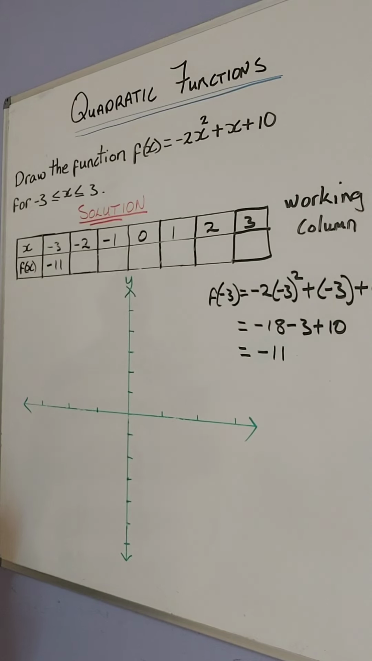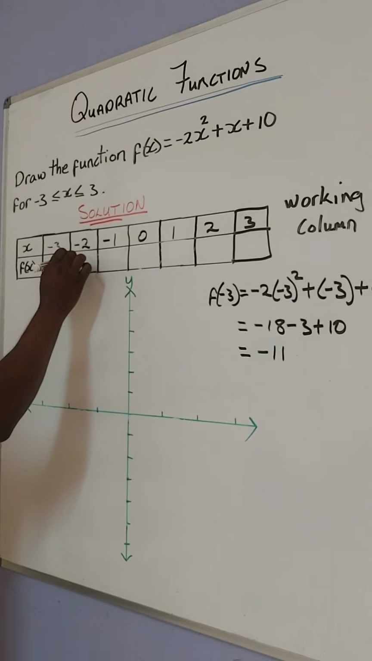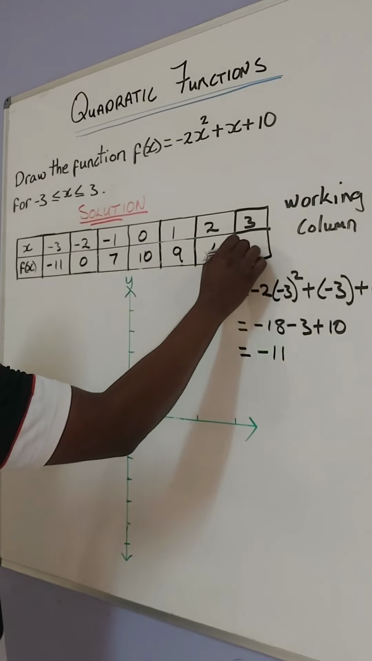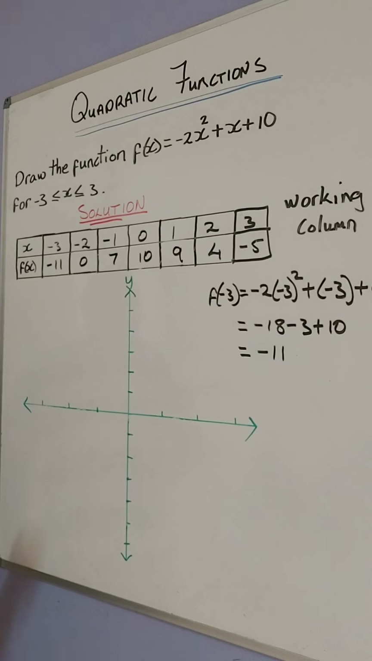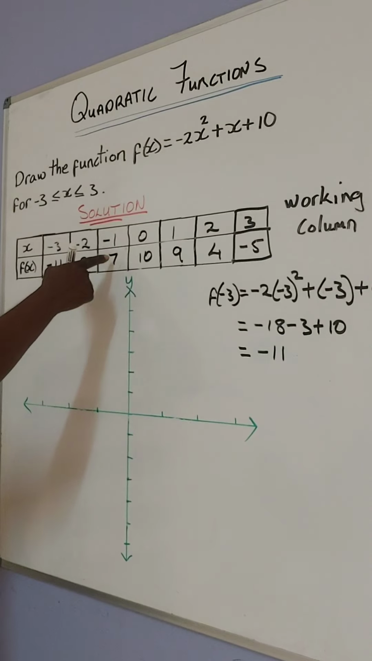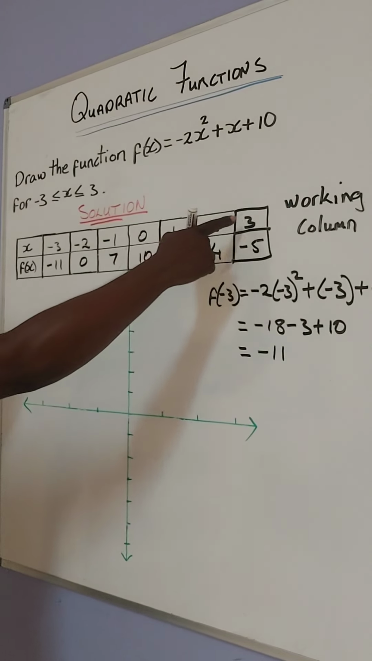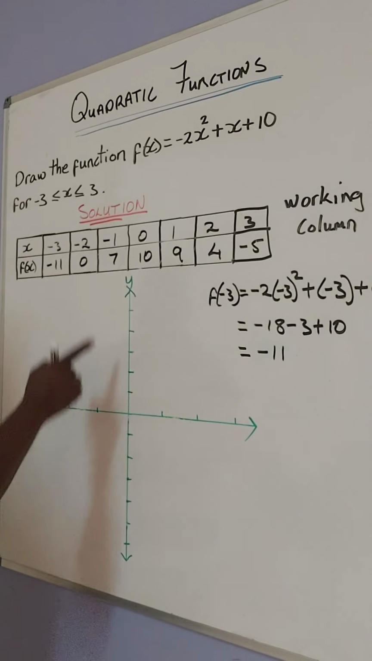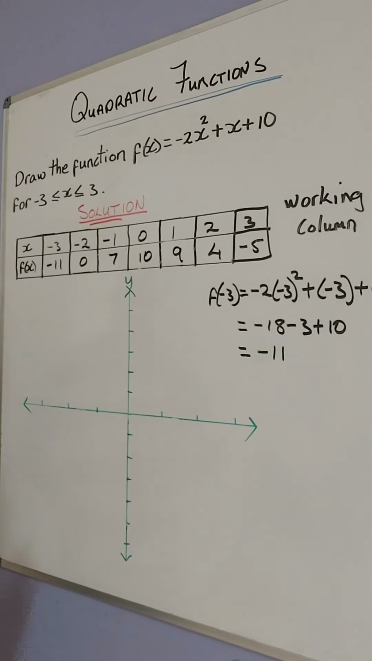The other values I will work out as follows. The first one is done for you. I'm expecting that you will be able to work out the corresponding values for -2, -1, 0, 1, 2, and 3. Just ensure that these are the values that you got. Now that we have the x values and the corresponding f of x values, keep in mind the f of x values are like the y values. So we were able to derive the ordered pairs that would enable you to plot this graph.